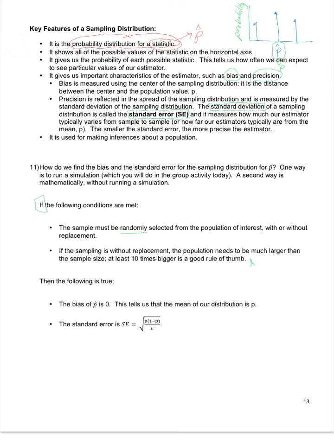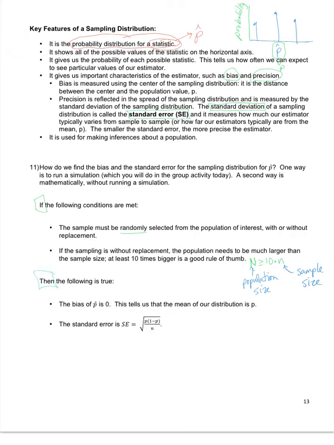So we'll see a formula for that later. And this is our population size, capital N. It should be at least 10 times bigger than your sample size. So just a reminder, this is population size. And this is sample size. Okay, so if those two things are met, then we have the following.